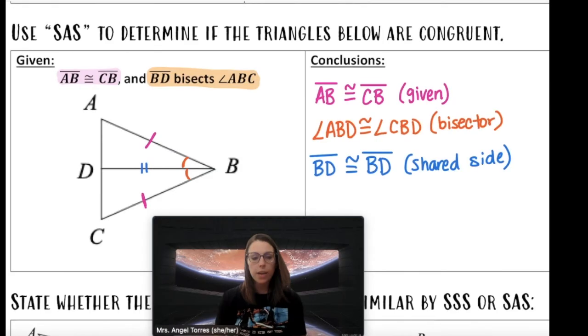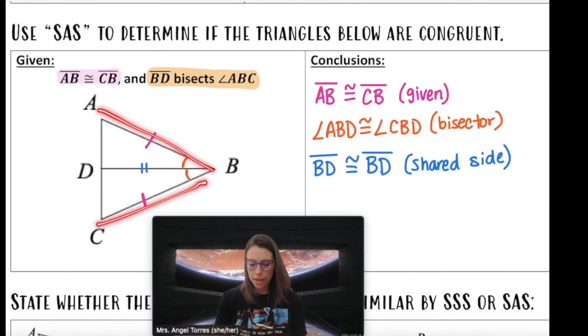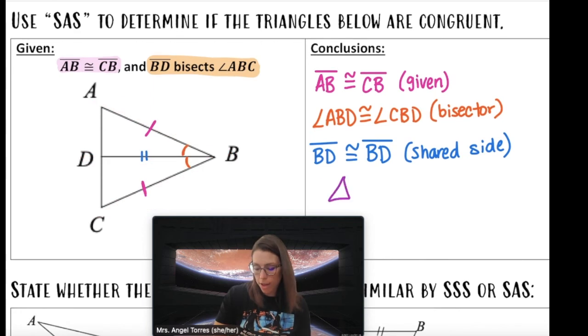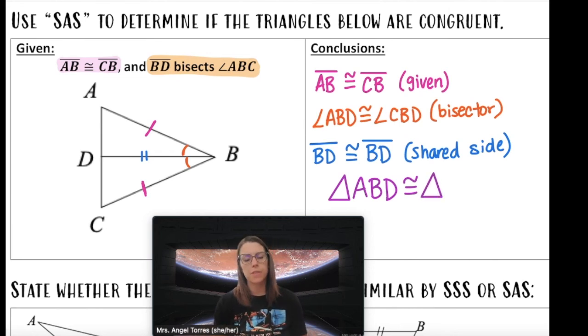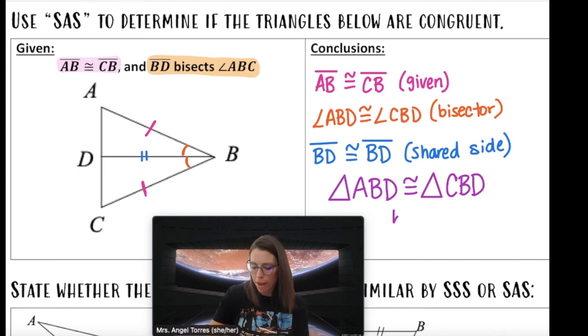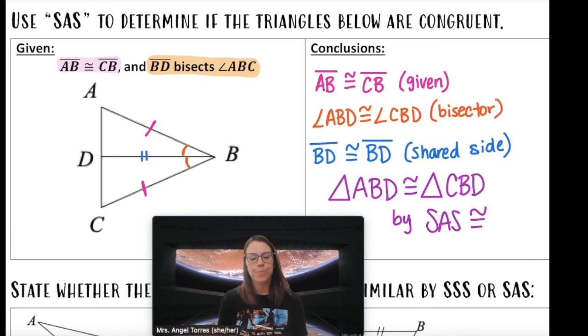So what did we just find out? We have a side, an included angle, and a side. So therefore, triangle ABD is congruent to triangle, what would have to be the name of the second triangle to show its corresponding parts to ABD? Well, since BD corresponds to itself, that would be CBD, by side angle side congruence.